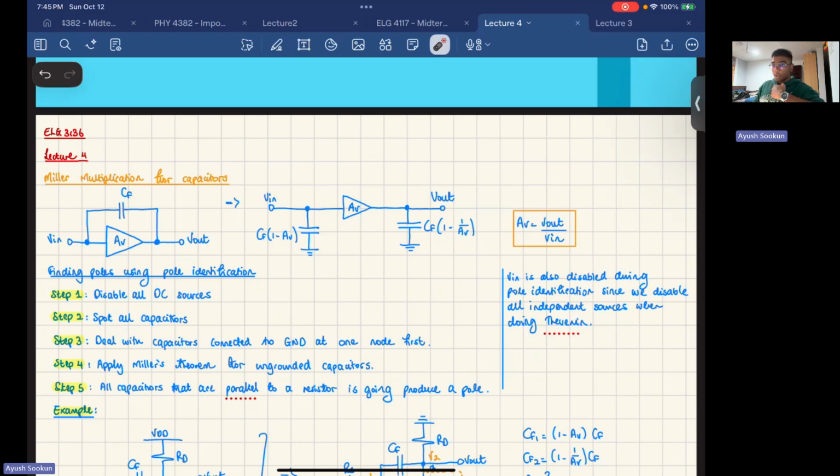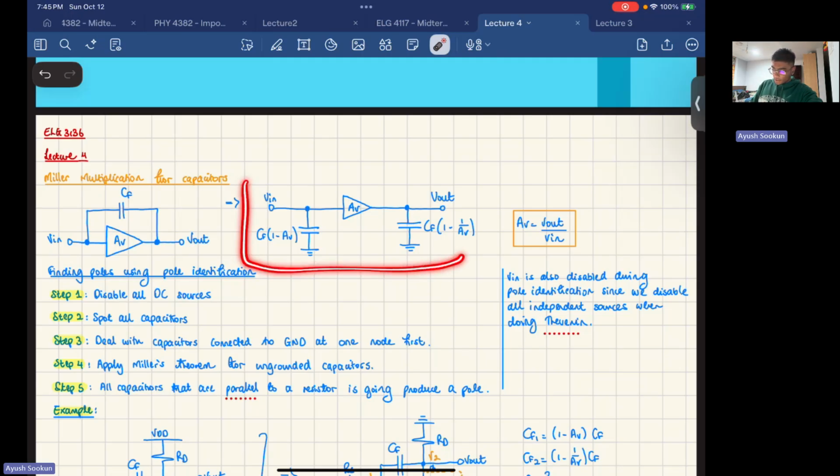Now, if you want to use the pole identification technique, one of the key things you need is a capacitor that's connected to your circuit at one point, but at the other point is connected to ground. If you look at the situation here, you have the capacitor connected to the V input, and the other end connected to the V output. You have nothing connected to ground with that capacitor. It's not something like this. We want something like this. So we'll use a technique of Miller multiplication for capacitors to obtain something like that.